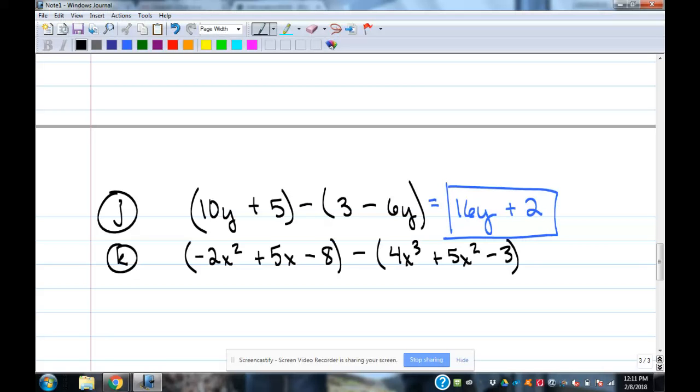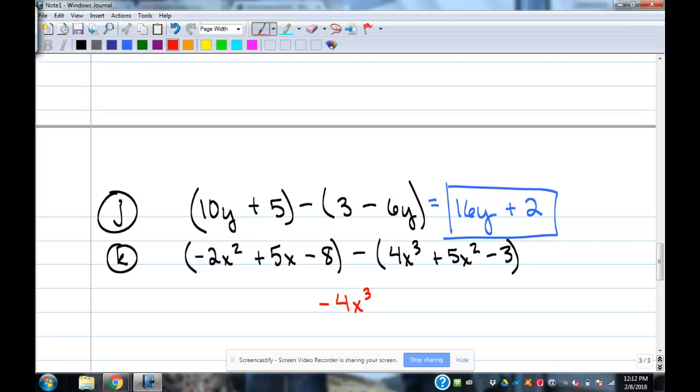So again, I usually start with the biggest one and go down. What's the biggest one here? The x to the third, right? But it's a minus 4x to the third, and there's not any 4x to the thirds in the first polynomial. So what does a minus 4x to the third turn into? Negative 4x to the third. Doesn't seem too confusing, but it's one of those things that I see missed a lot over the years.